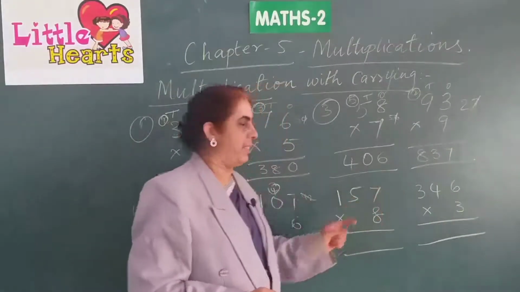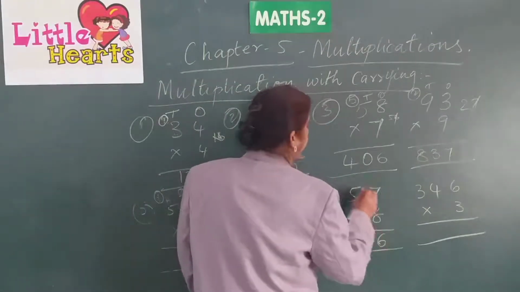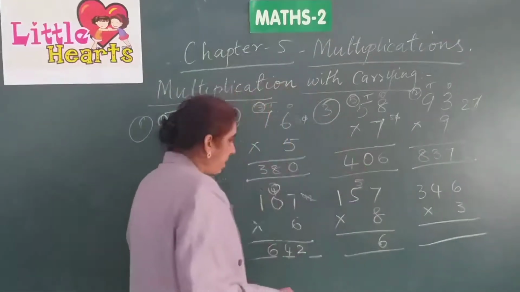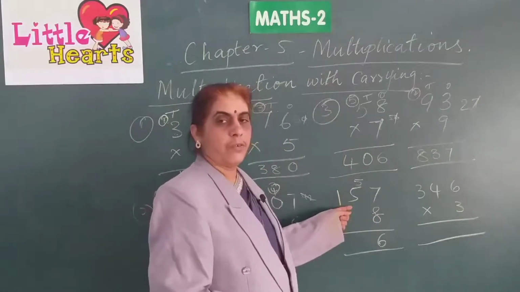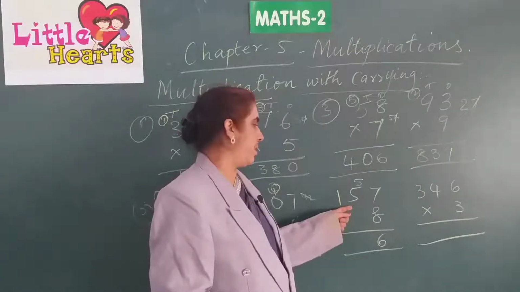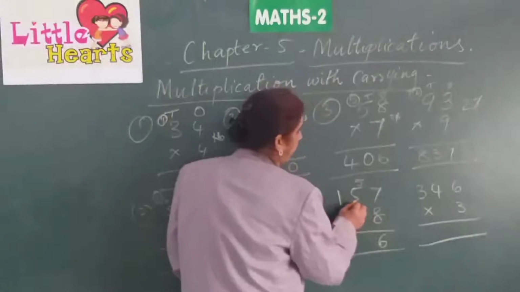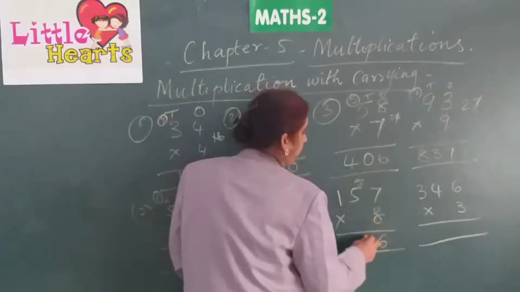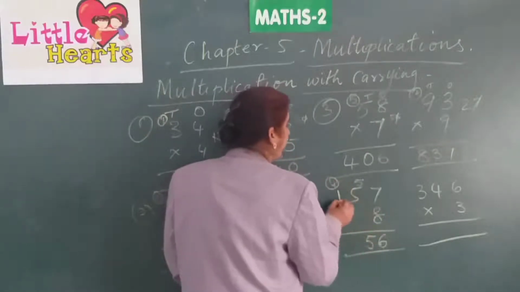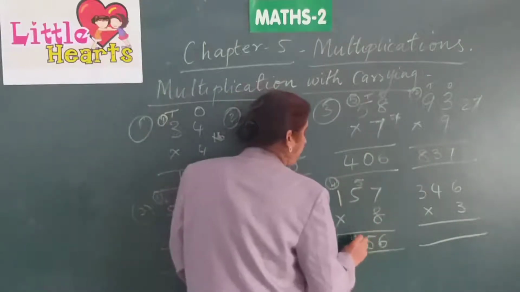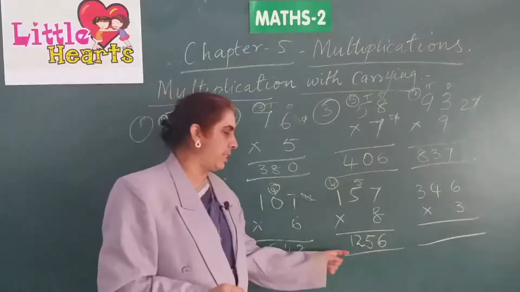157 into 8. 8 sevens are 56. 8 fives are 40 plus 5. 8 fives are 40 plus 5, 45. 5 here, carry over 4. 8 ones are 8 plus 4, 12. 1256 is the answer.